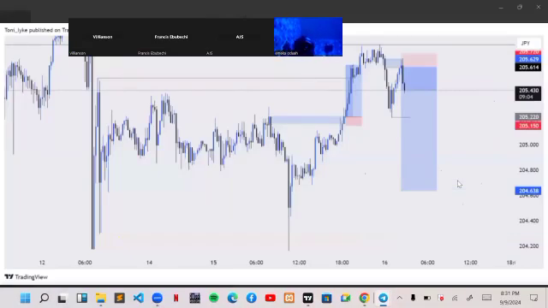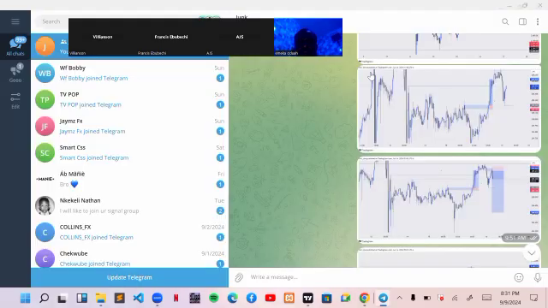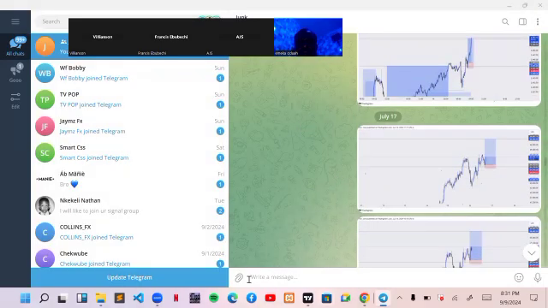I think this is a breaker block actually. You can pay attention to this. This is another block that failed to hold. So this is a breaker block. I used the immediate one and not from the extended side, because there was no long wick. Okay. All right. Thank you.